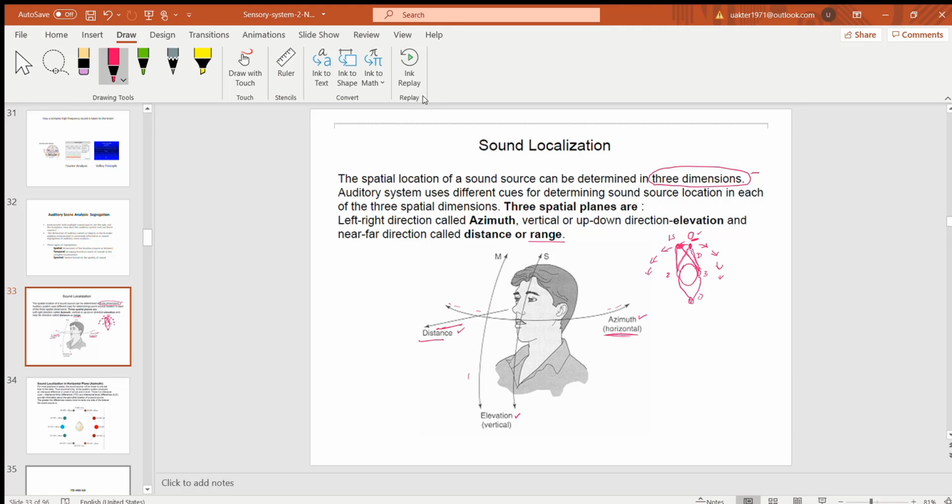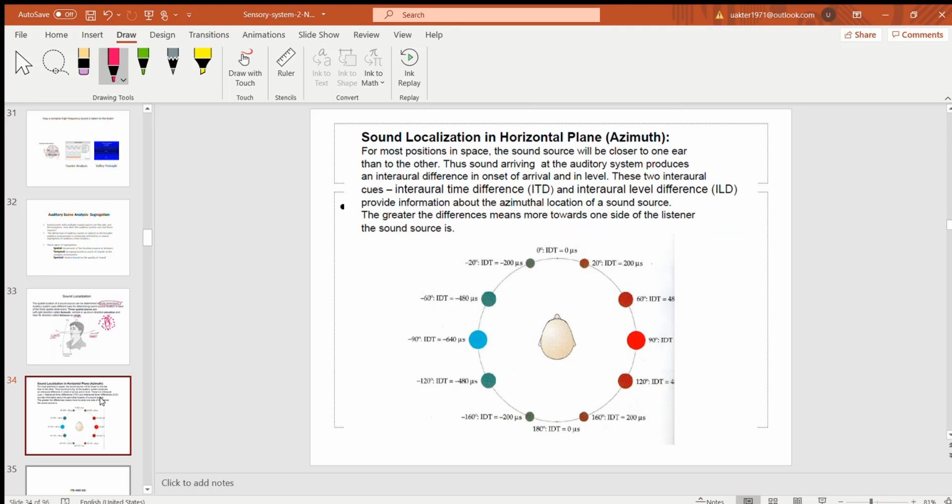But as you move that way it will increase, because it is getting closer to one ear but farther from the other ear. Okay, so that is a very powerful cue to localize the sound in the horizontal plane, in azimuth: interaural time difference. Okay. That is what you see here in this picture, that this is 0 microsecond difference just in the center. That means 0 degree, and the interaural time difference is 0.